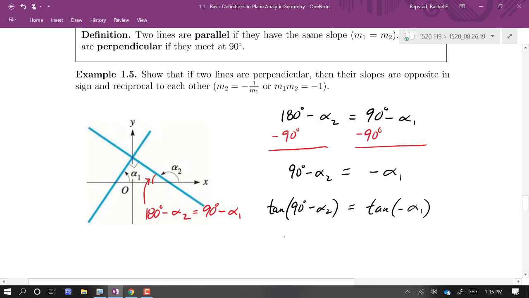I'm going to make that substitution here. And I'll make a little note.